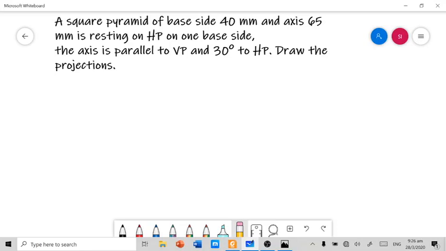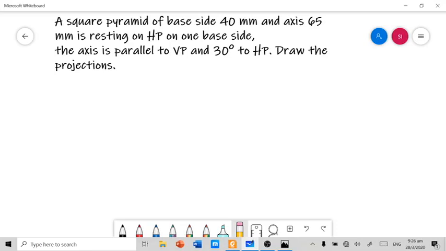So yes, the object given in this problem is a square pyramid, and its base dimensions are given: the base side as 40 mm, the axis height as 65 mm. It is going to rest on HP on one base side, not with a base corner or a side edge or any other thing. It's going to rest on HP by one of its base sides. The axis is parallel to VP and 30 degrees to HP.